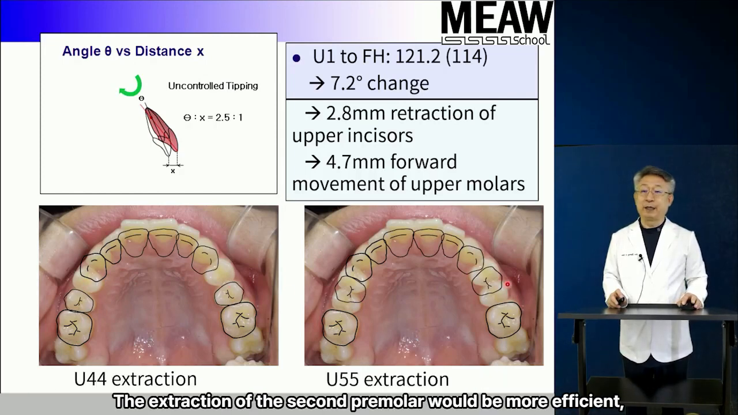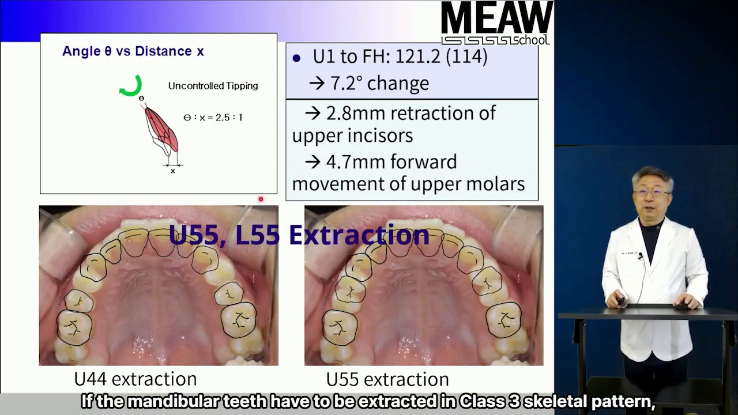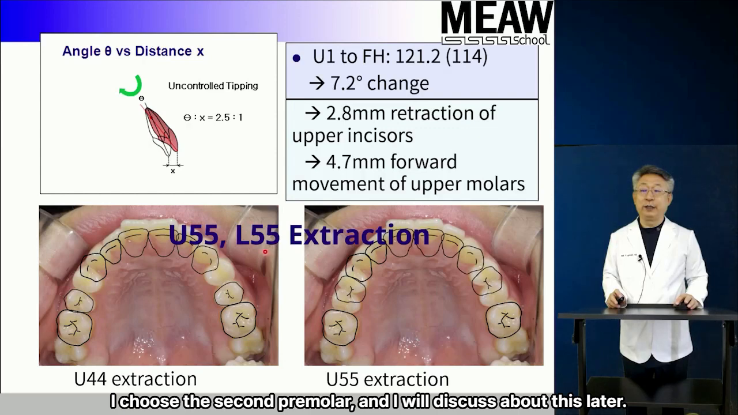The extraction of the second premolar would be more efficient, and it would be preferred in class 3 skeletal pattern. If the mandibular teeth have to be extracted in class 3 skeletal pattern, I choose the second premolar, and I will discuss about this later.